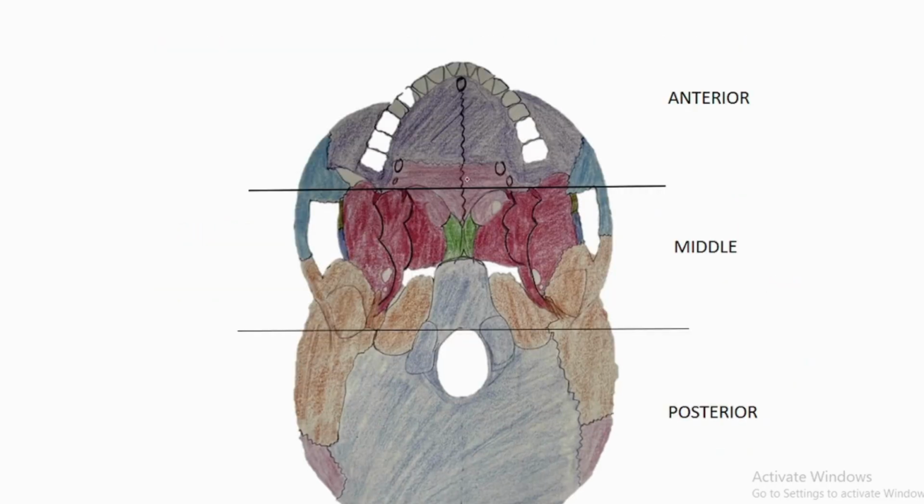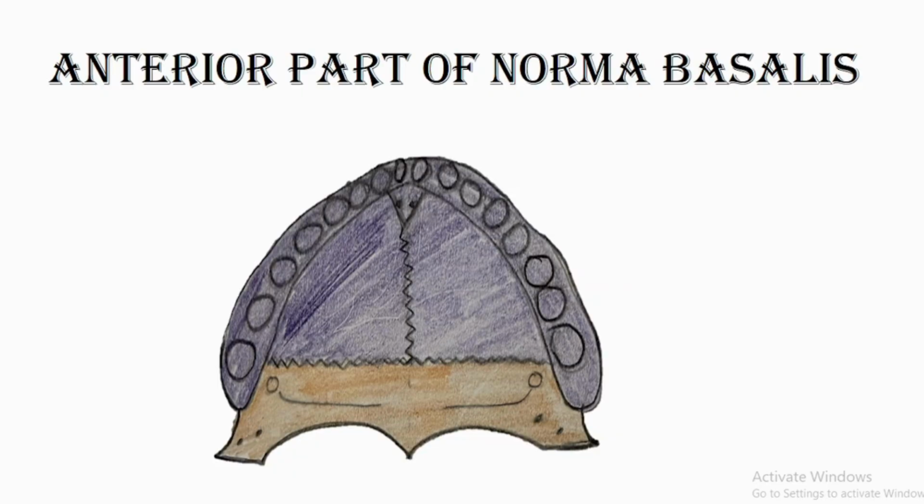Now for the purpose of understanding, we have divided norma basalis into three parts by two arbitrary transverse lines. The first arbitrary transverse line goes from the posterior end of the hard palate, and the posterior transverse line passes through the anterior portion of the foramen magnum. These two lines divide the norma basalis into three parts: first is the anterior part, second is the middle part, and third is the posterior part. In this video, we will be seeing the anterior part of norma basalis in detail.